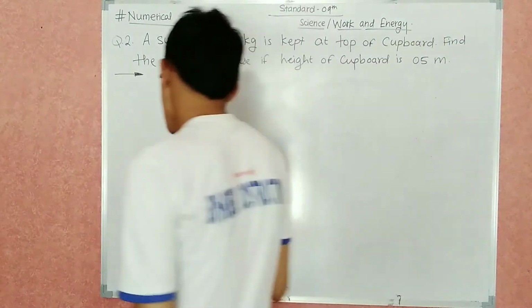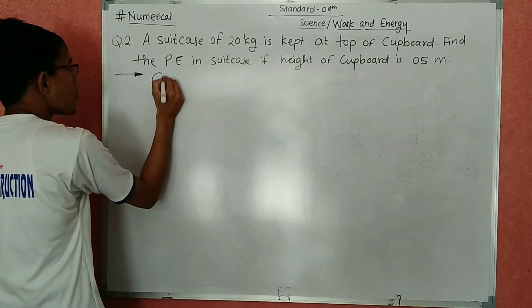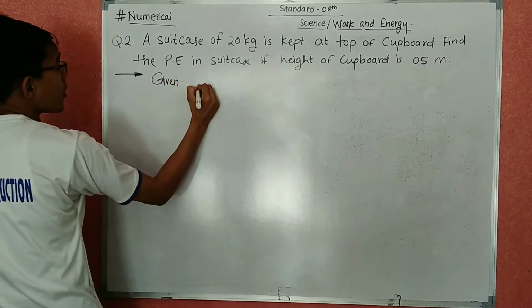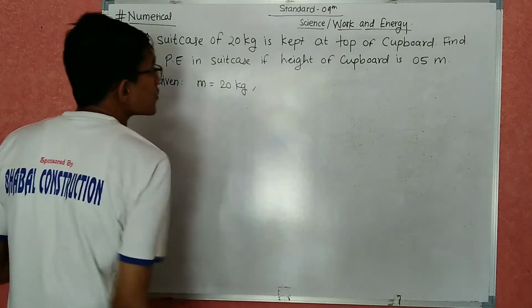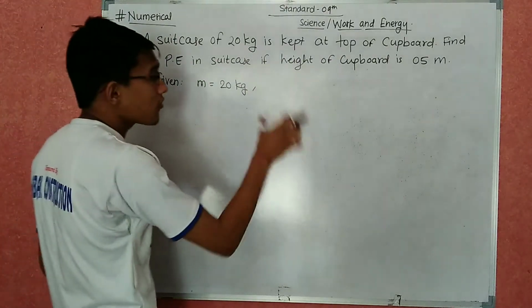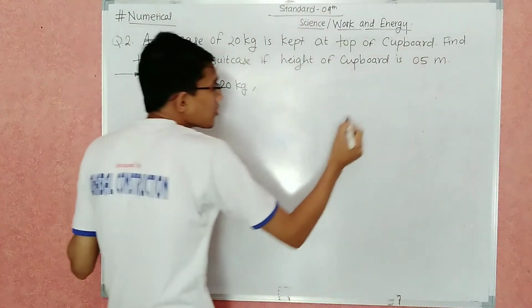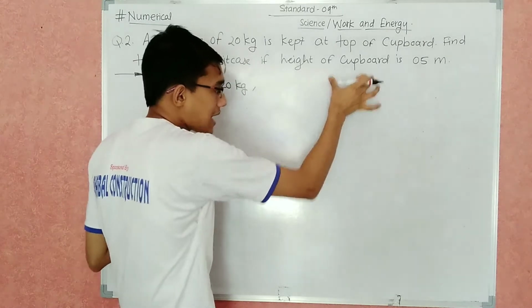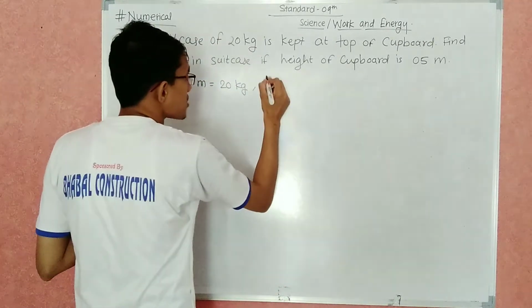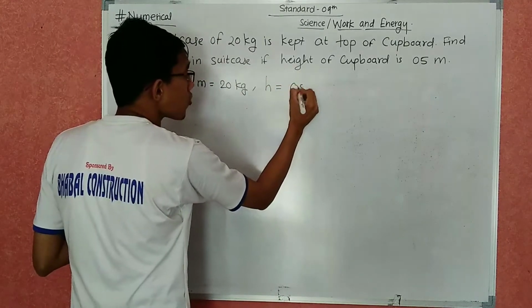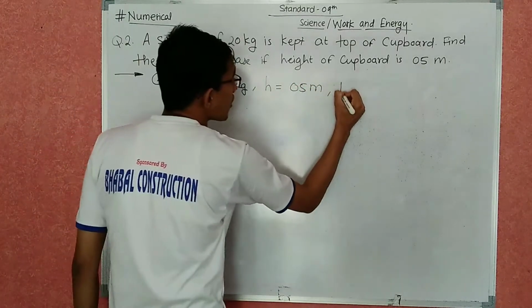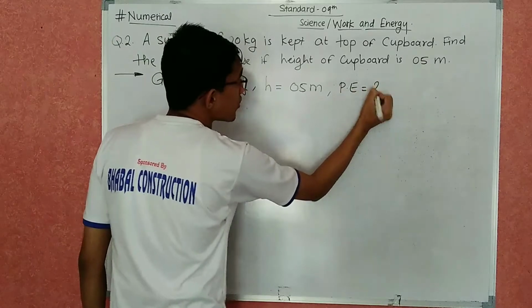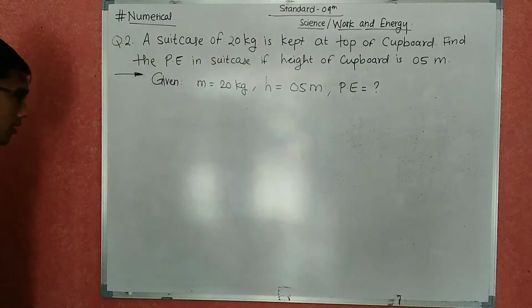So we have the mass m is equals to 20 kg. Then the height of the cupboard, that means the distance between the suitcase and the surface is given, that is h is equals to 5 meter. What we have to find? We have to find the value of potential energy. So PE is equals to question mark.